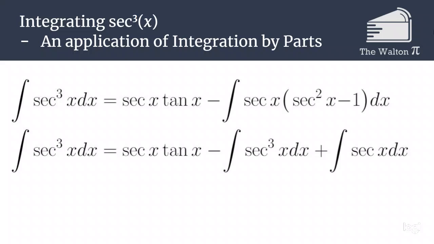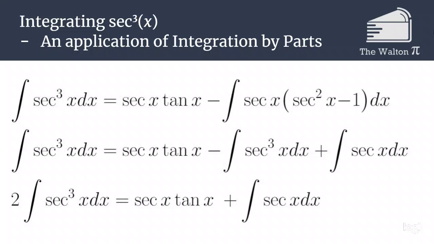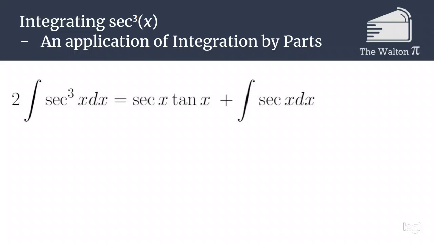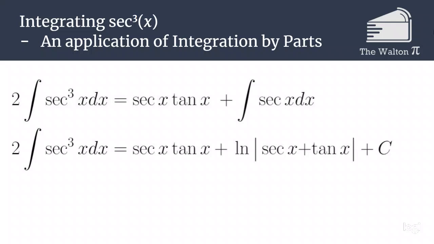And notice that we have the integral of secant cubed x dx on both sides of this equality. So that means we can add that integral to the other side, and so now we have two integrals of secant cubed x dx equal to secant x tangent x plus the integral of secant x dx. Now, if we can integrate secant x dx, that's going to help us figure this out. The integral of secant x dx is something that is probably best just memorized because it's not super straightforward as to where it comes from. But the integral of secant is the natural log of secant plus tangent.